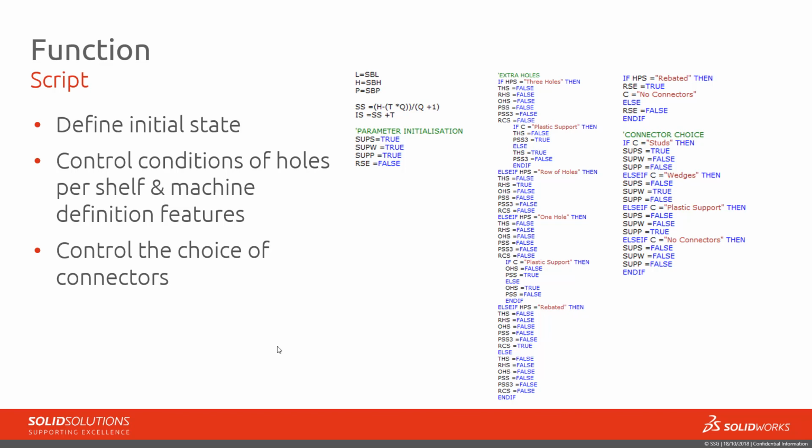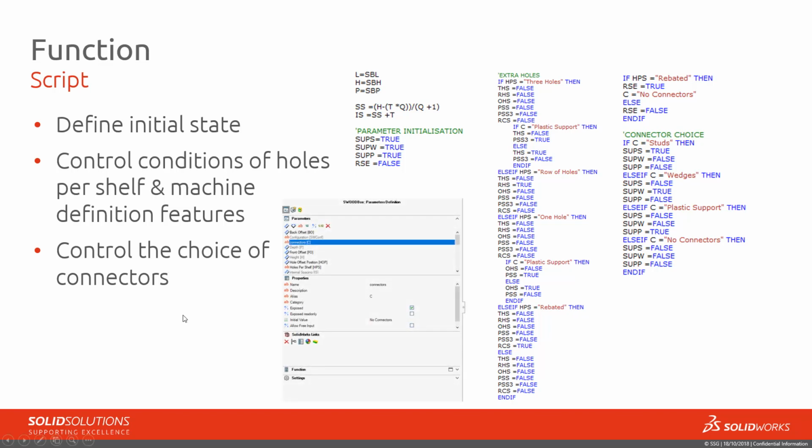So in terms of the functional code, what we've got to do is define the initial state, control those conditions of the holes per shelf and the machine definition features, as well as the choice of the connectors. Now ultimately, to define this functional code, we need to be looking at the SWOOD box property manager. You'll be familiar with the graphic that's just appeared on the screen. Towards the bottom of that graphical window is the functional aspect. So clicking on the icon to the right hand side of that window will allow you to pop up an additional dialog box and start to program the code which will control the SWOOD box.